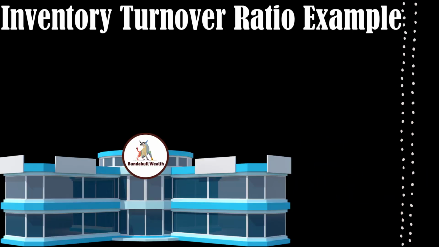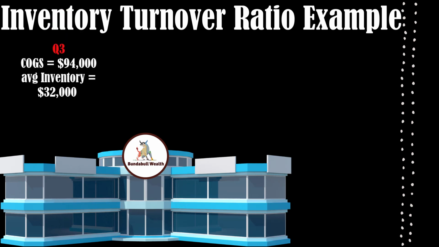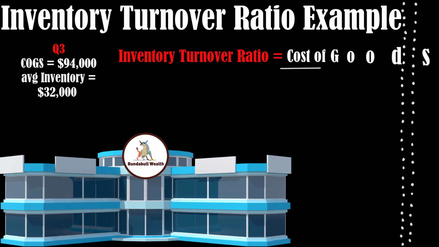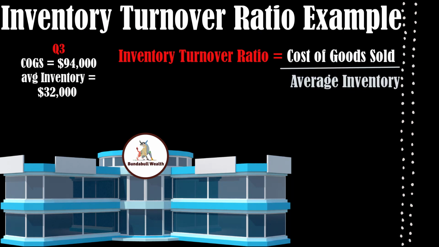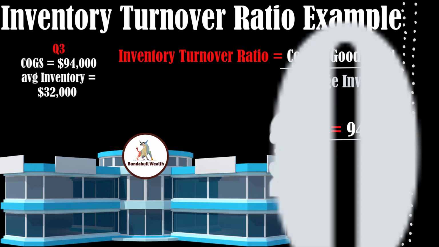Okay, let's look at an example. Let's say a fake company called Bundable Wealth Superstore. Over Q3, its busiest period, this retailer posted $94,000 in cost of goods sold and $32,000 in average inventory. To find the inventory turnover ratio, we divide 94,000 by 32,000. The inventory turnover ratio is therefore 2.9.